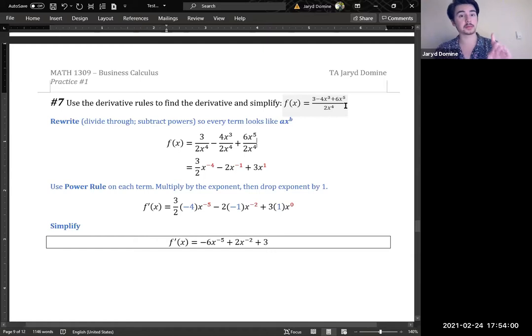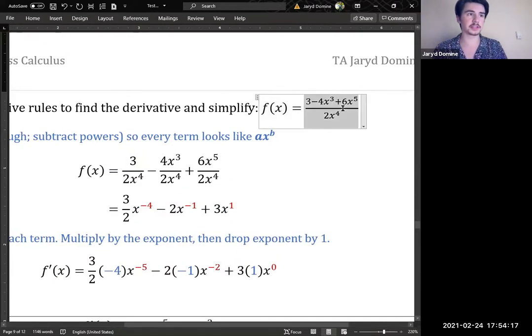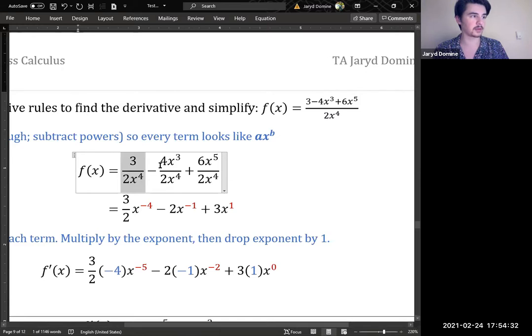So one thing we're able to do with fractions is split them up. So if we have a bunch together on top, we can split it into separate fractions. And all that we do is we just leave the bottom the same. So let me zoom in here. We're taking this fraction and we're going to split it up on this minus and plus sign here. So instead of 3 minus 4x cubed plus 6x to the 5th over 2x to the 4th, we have 3 different fractions: 3 over 2x to the 4th minus 4x cubed over 2x to the 4th plus 6x to the 5th over 2x to the 4th. So everything's divided by the denominator.